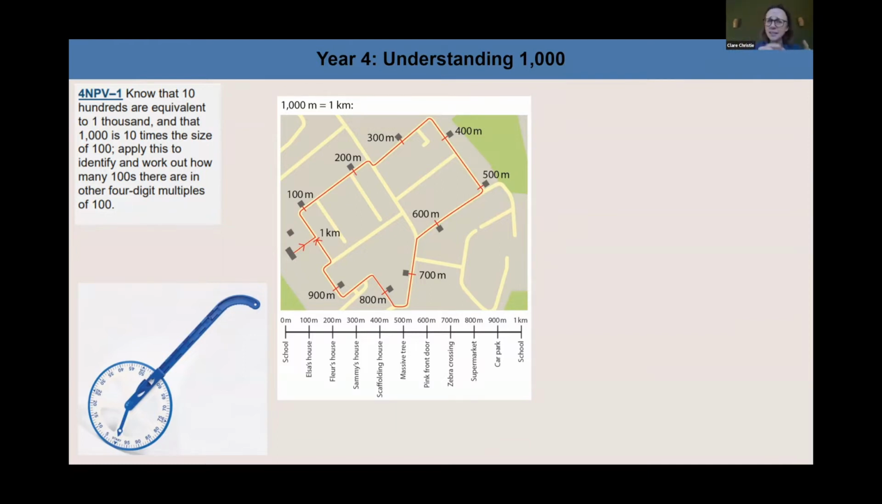And then there's really nice stuff you can do about looking at that on a circular route, but underneath we've got a linear route as well. So looking at, what is 300 meters from the school? There's Sammy's house, but there's also the zebra crossing. And if you've ever taught year 5 and 6, you will have heard the phrase, how many meters in a kilometer again? Many more times than you ever want to hear.